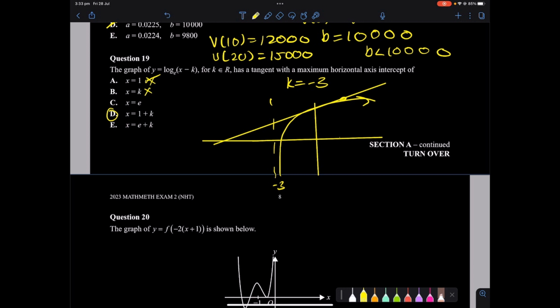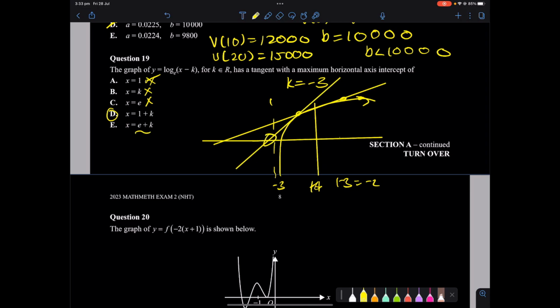X equals e, so 2, which is now over further away, which is even further, so nope. X equals 1 plus k, so 1 minus 3, which is -2, which is over here. We're going to draw a tangent. Okay, we get a much maximum.